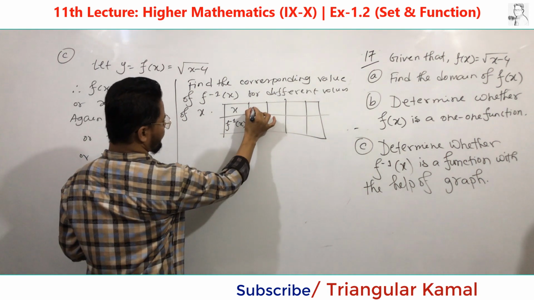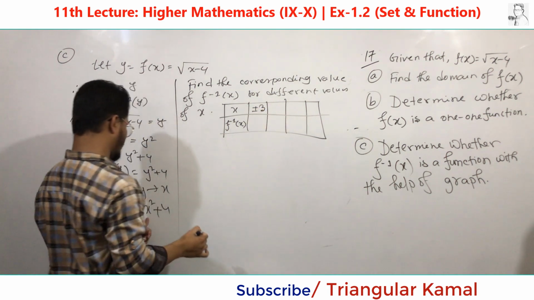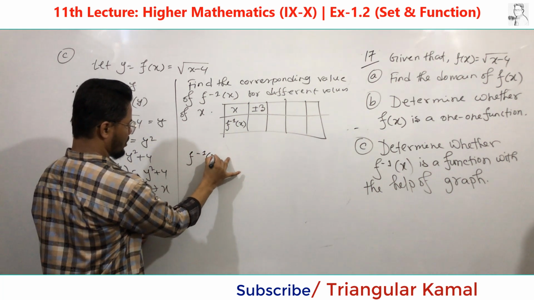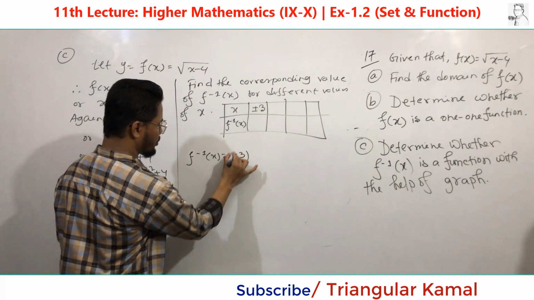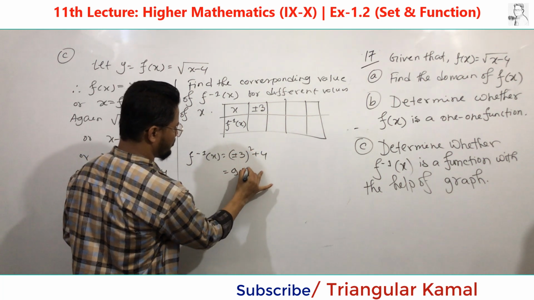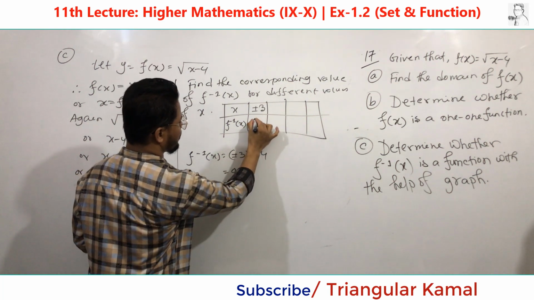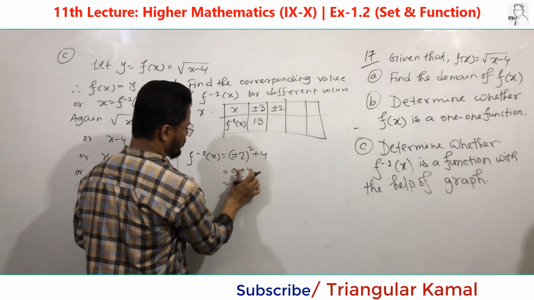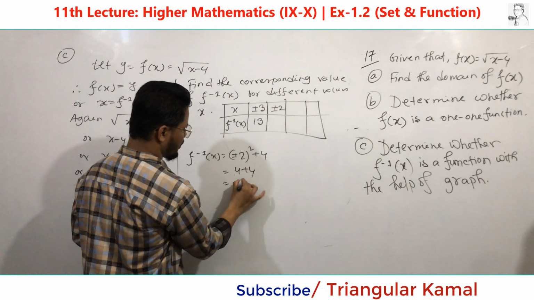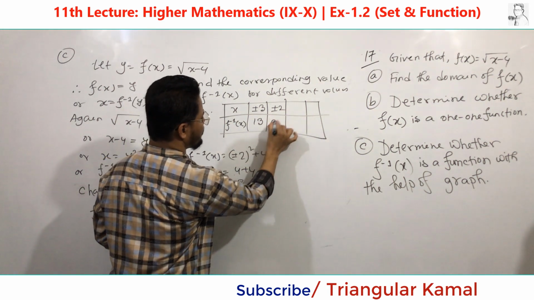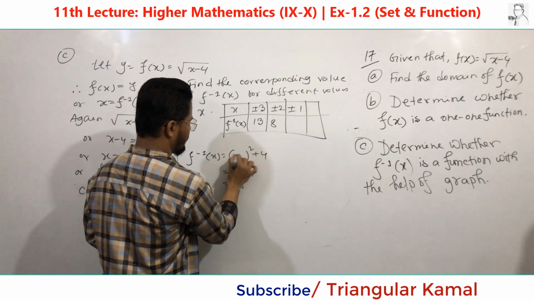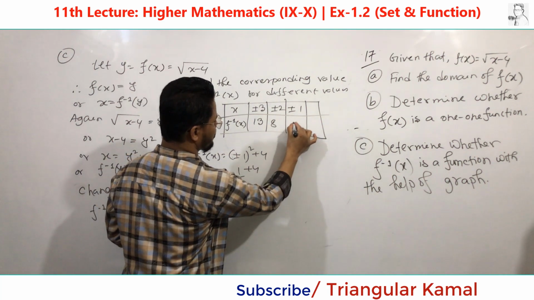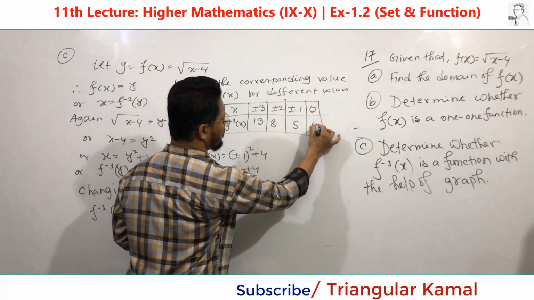Just we are applying here plus minus 3. When x is plus minus 3, f inverse x will be plus minus 3 square plus 4, that is 9 plus 4 equals 13, and this one is 13. Now apply plus minus 2. If we apply plus minus 2, this will be 4 plus 4 equals 8. If we apply plus minus 1, there will be 1 plus 4 equals 5. If we apply 0, this will be 4.